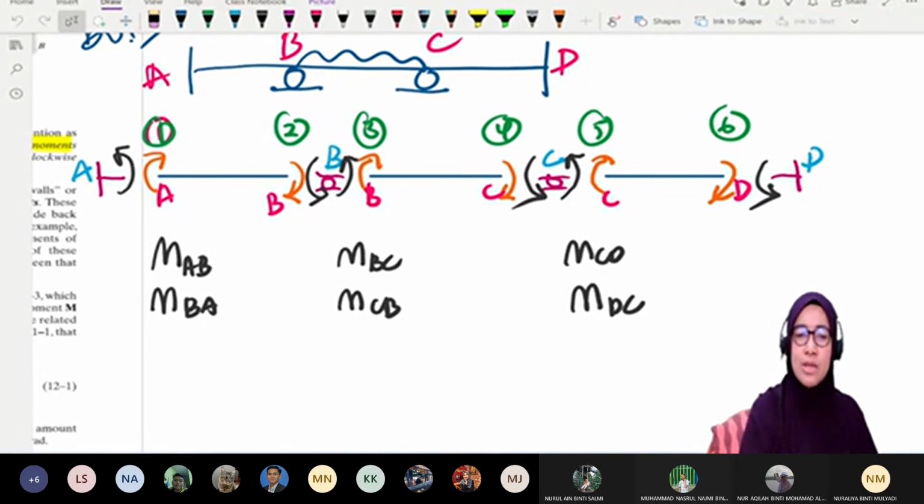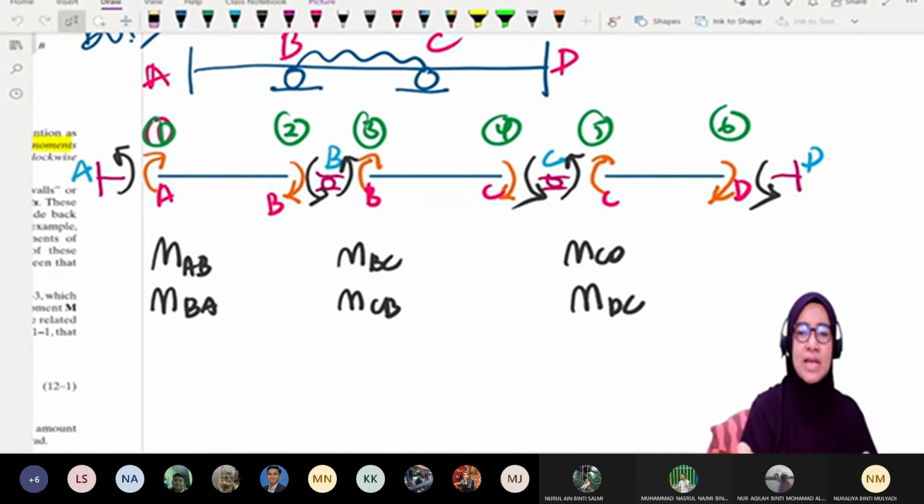So that's why here you see some orange and some black. The orange is the member end moment, all clockwise positive. Beside the orange, there is also the moment arrow in black. The black moment arrow refers to the joint moment. So beside member end moments, we also have joint moments.